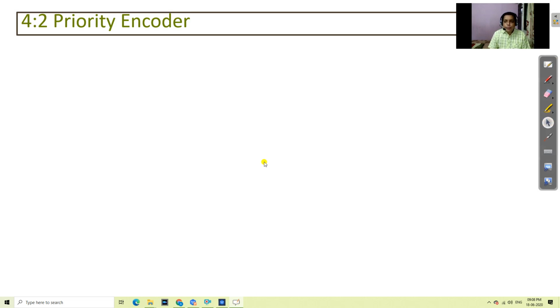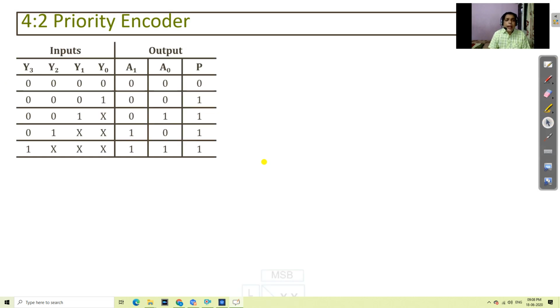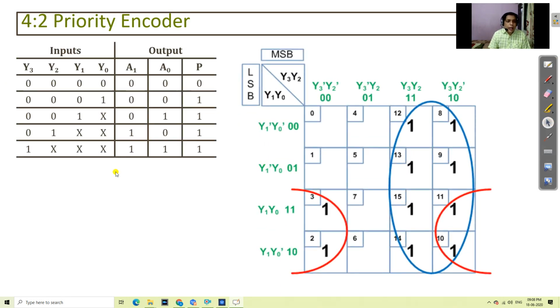Let us discuss how we can go for the A0 output. Look, A0 will be equal to 1 when it is 1 0, 1 cross, 1 0 or 1 1. That is, it may be 2 or it may be 3. So for 2 and 3 it is equal to 1 1.